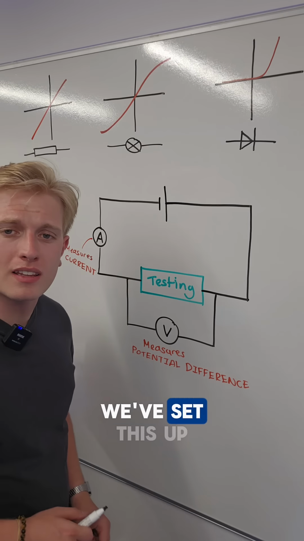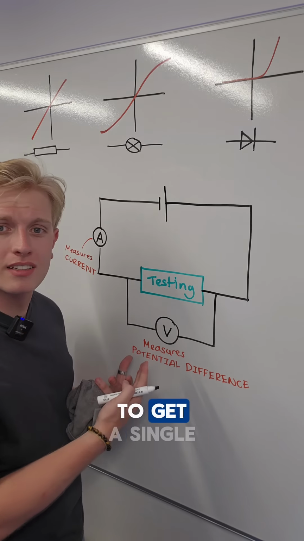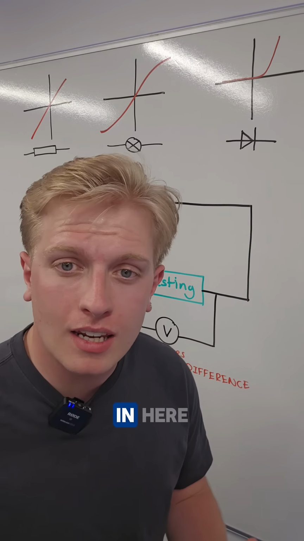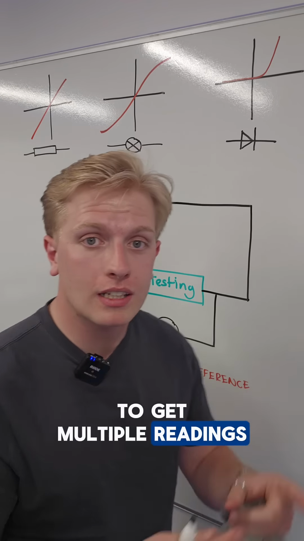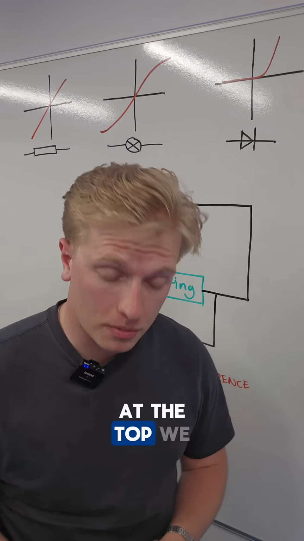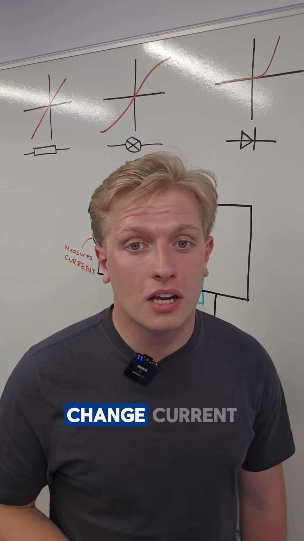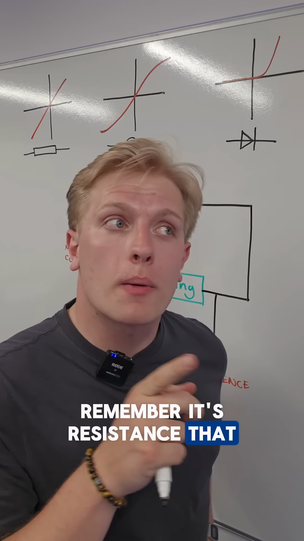Sweet, right now then, if we've set this up, what are we going to get? You'd only be able to get a single reading. We next need something in here that's going to allow us to get multiple readings so we can build these graphs that we need at the top. We need something that can change current. Remember, it's resistance that opposes current.